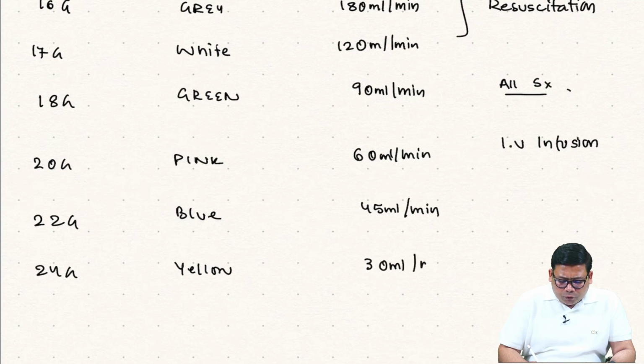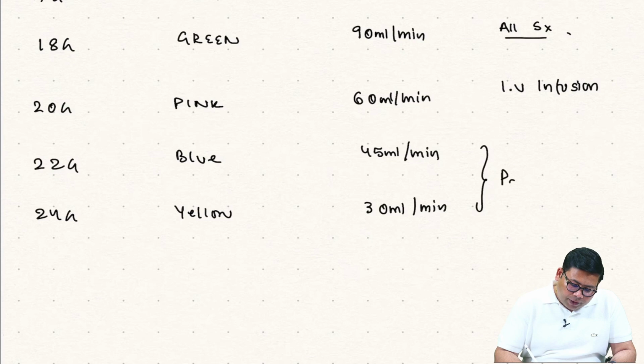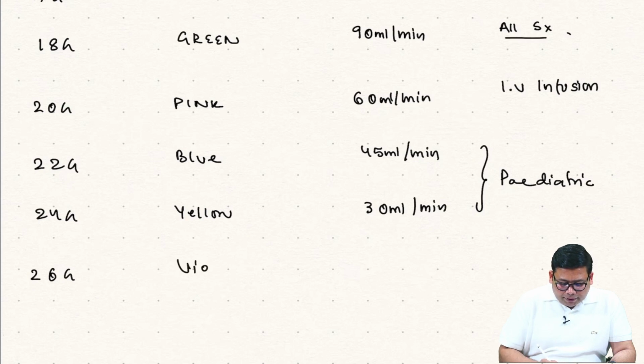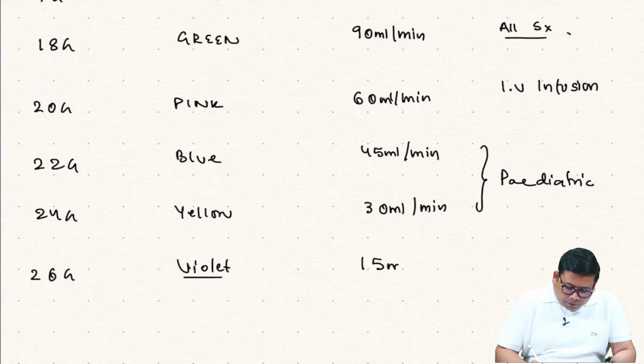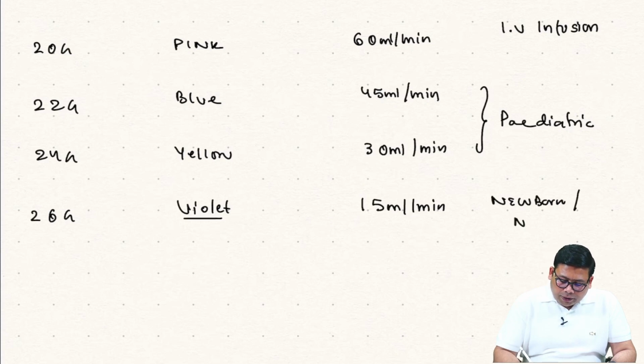Where should you be using them? The answer is pediatric use. Do you know there is one more for pediatric, that is violet, and violet has a flow rate of 14 or 15 ml per minute on average, and this is again for newborns, or you can say neonates. This is very important.